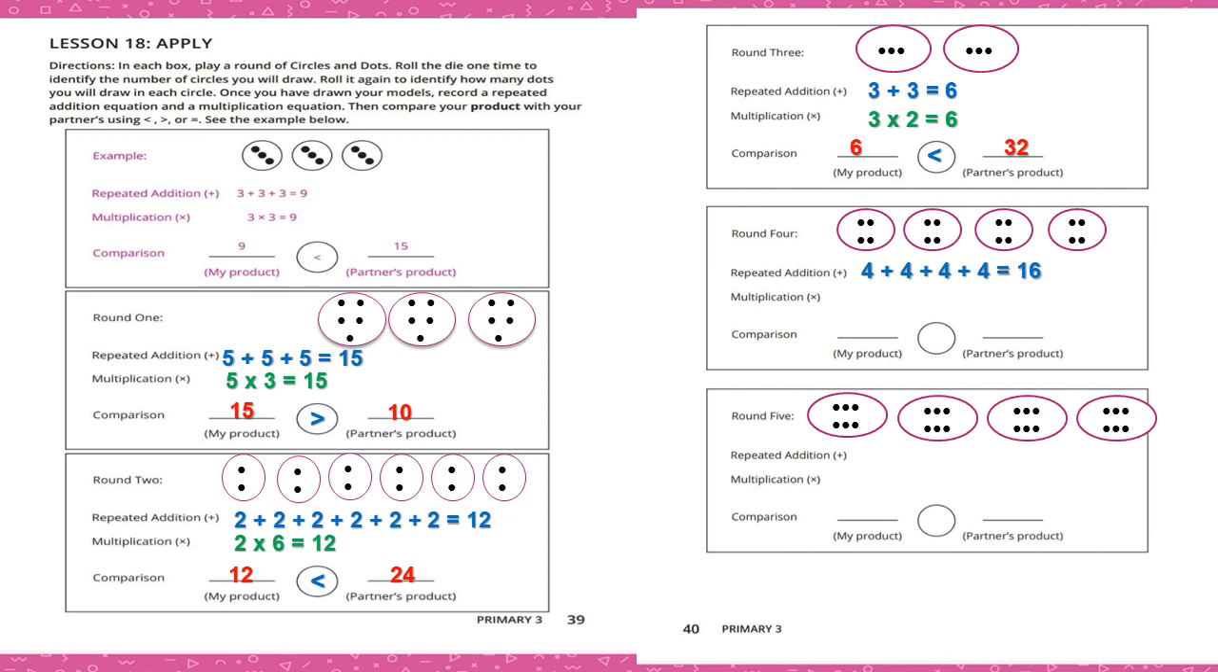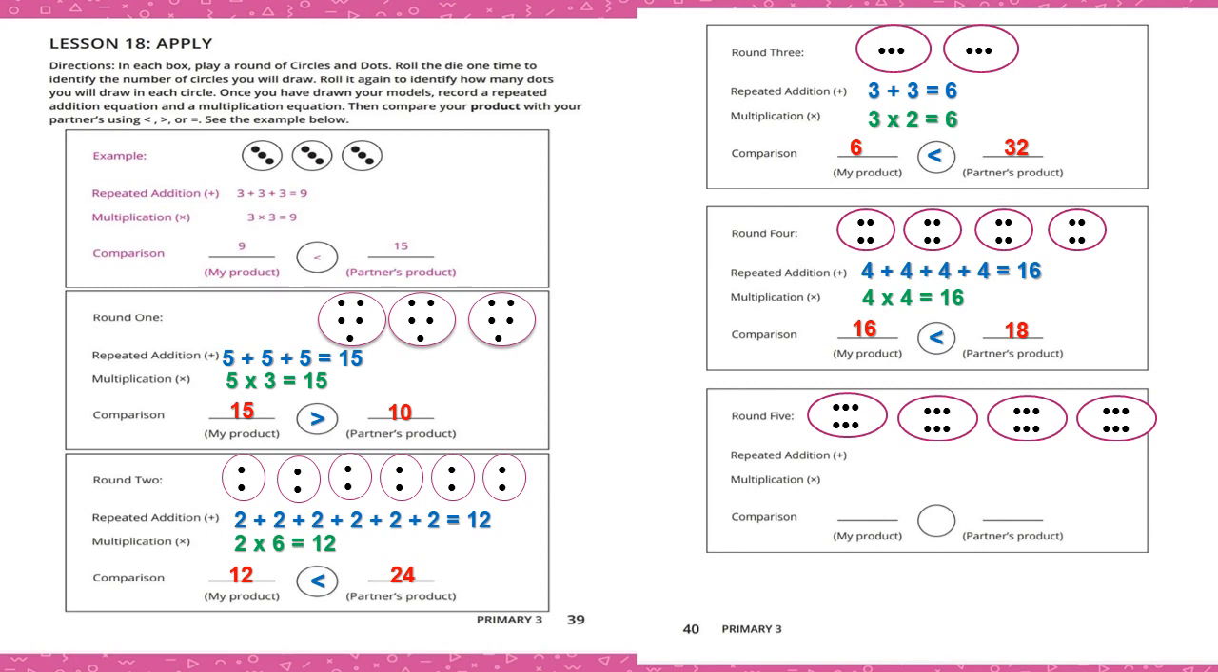Multiplication equation. The repeated number is 4. And how many times repeated? 4. So we write 4 times 4 equals 16. My product is 16. Partner's product is 18. So 16 is less than 18.